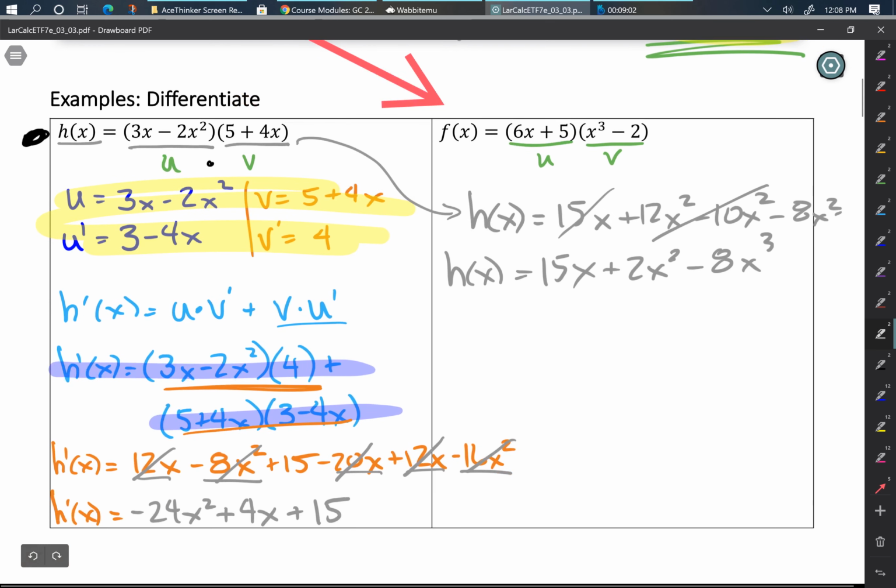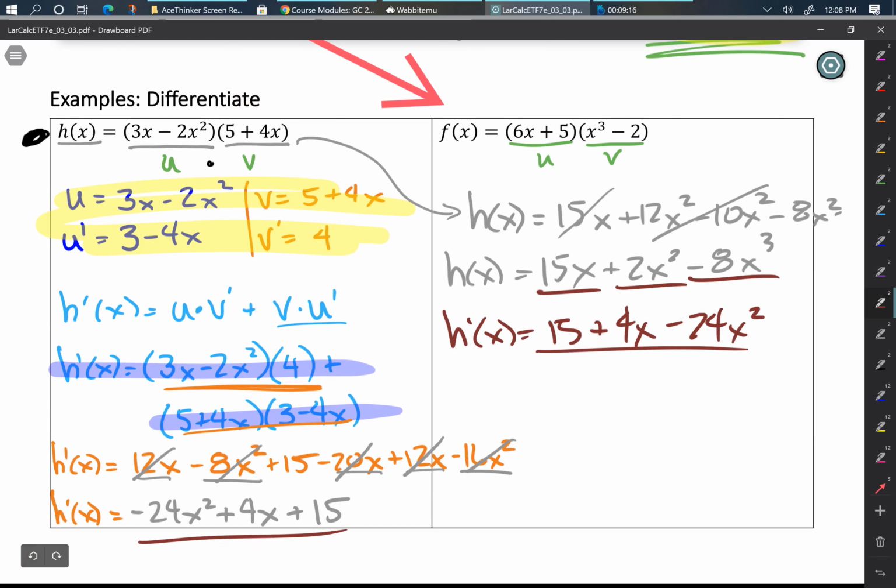Okay? That would be h, and then h prime. Derivative of 15x is 15. Derivative of 2x squared would be 4x. Derivative of negative 8x cubed is negative 24x squared. Same. Different order of terms, but same. So it would have been the same.